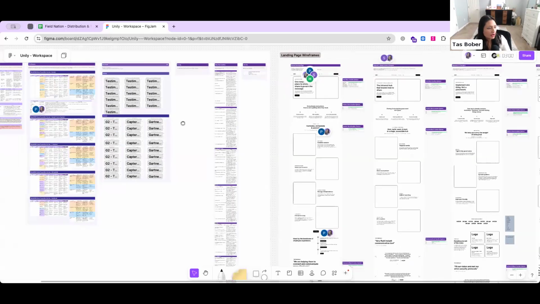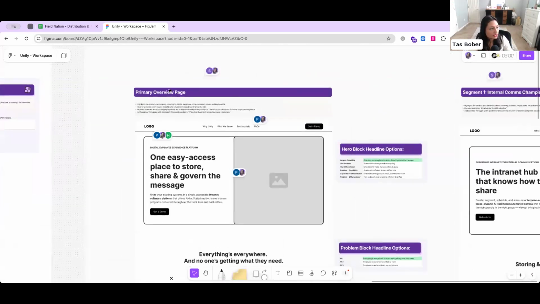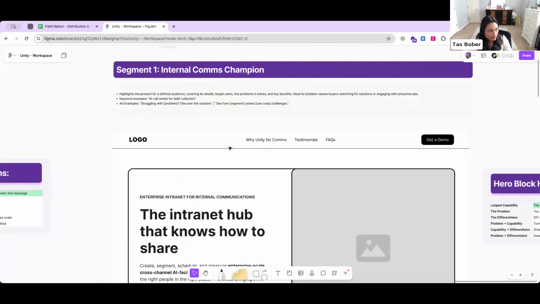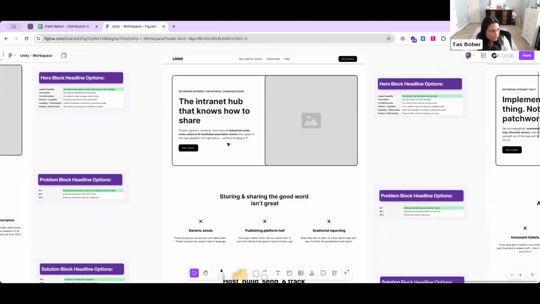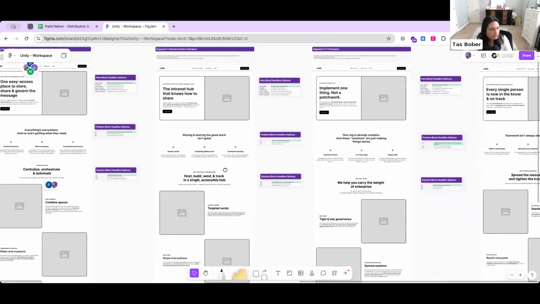Okay, so this is how we do it. Put all the design stuff aside, when we're thinking about the layout of the story and the progression. If we're looking here, per segment, we have this internal comms champion. This is their introductory page. They've never heard of my client Unily before, but we're introducing it to them based on their angles and personas. So that's going to be your first page.